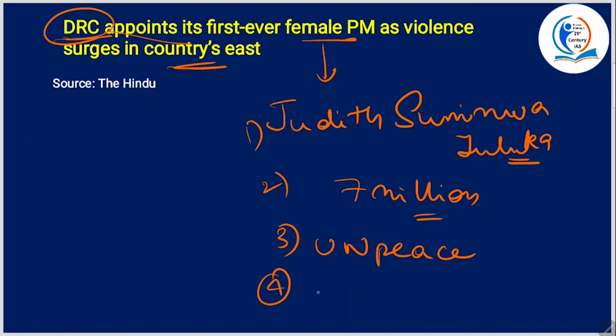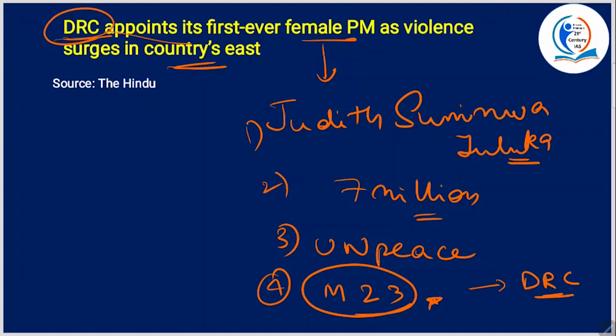And you should also know about M23. This is not a missile, it is a rebel group. M23 is a prominent rebel group that has made significant territorial gains in the eastern region of Democratic Republic of Congo. Okay, and the president has accused neighboring Rwanda of providing military support to these rebels. So this is about the issue.